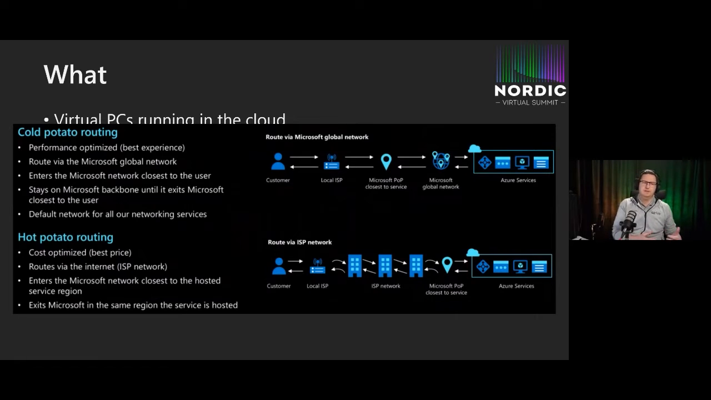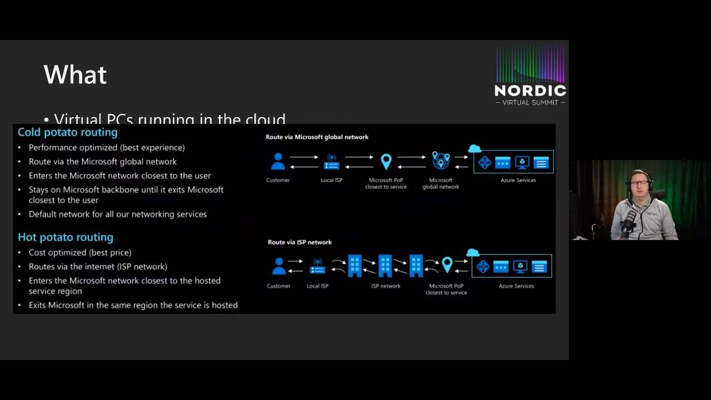And the traffic stays within Microsoft's global network all the way to your Cloud PC and then all the way back again. That way your connection would be more stable, more reliable, and in most cases even faster than if you were using something like hot potato routing, where your traffic will be jumping around from network to network, and you have little to no control over what kind of setup is in those networks.